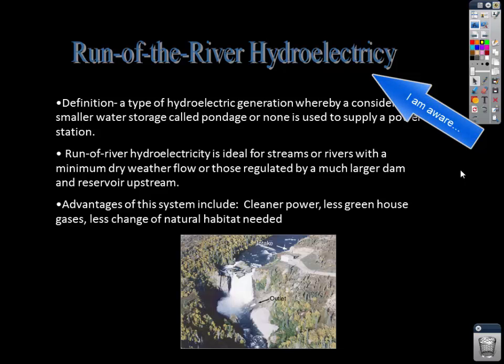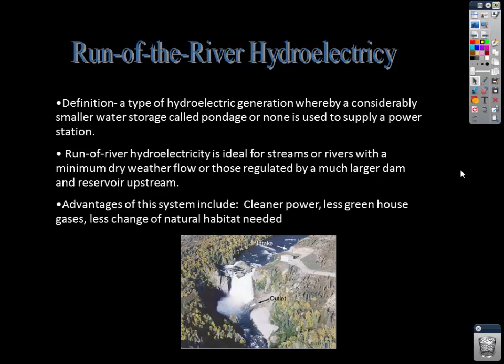But if we look at a little bit smaller of an operation, there's something called run-of-the-river hydroelectricity. What we're talking about here is where there's either a smaller amount of water storage behind a dam or none at all. This is ideal for streams or rivers that are smaller but have a minimum dry weather flow, or those that are regulated by much larger dams and so forth.